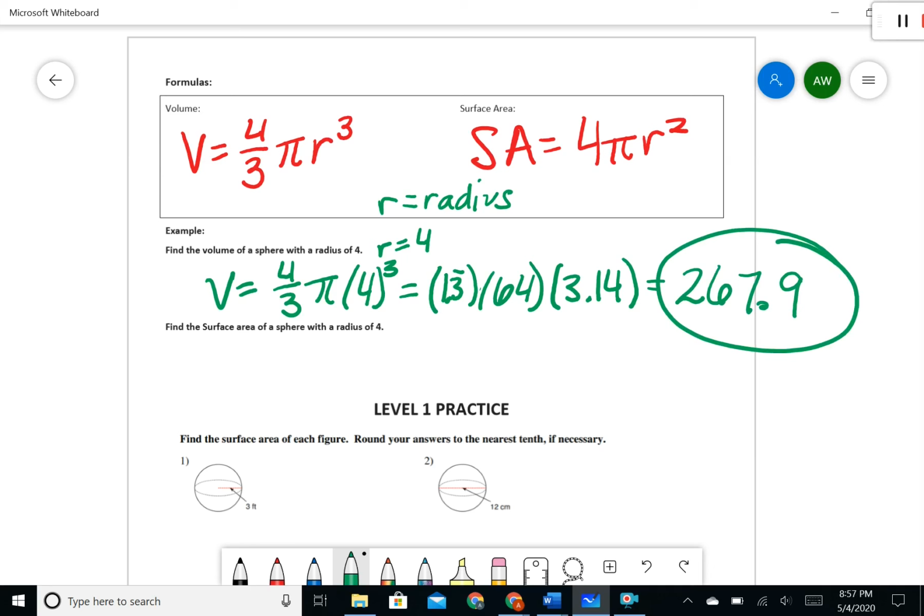Now let's try out the surface area of the sphere. If I want to find surface area, I know that my formula is 4 pi r squared. It's really important that this one is r squared because we're in 2 dimensions, and this one is r cubed because we're in 3 dimensions, right? Volume is in 3 dimensions, so we're cubing that r. Area is in 2 dimensions, so we're only squaring it.